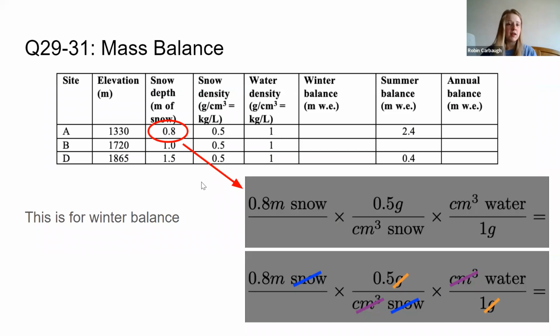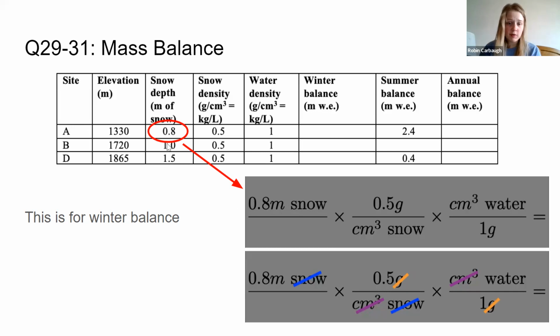So with this, we can try to get at the mass balance for questions 29 through 31. And we have an equation here for this, and it's already set up for all the units to cancel for you, so you don't have to worry about that. And we can find the winter balance by plugging the snow depth into this first value here. So this is a sample for site A. You would just take 0.8, plug it in, be careful with your decimals and signs and all that. And that will give us the winter balance.